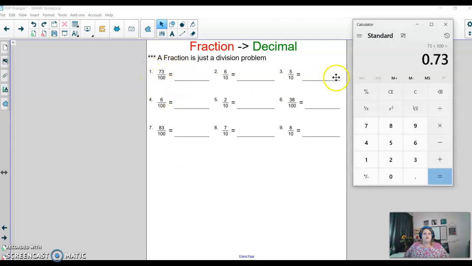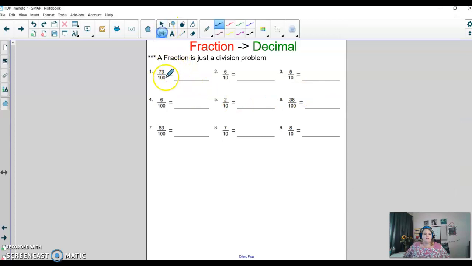So I have 73 hundredths. I'll clear my calculator. So my top number is 73. My bottom number is 100. So I'm going to type 73 divided by 100 equals 0.73. So 73 hundredths is 0.73.